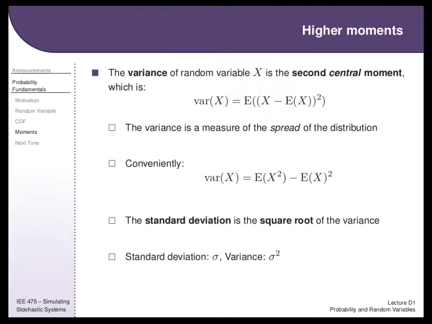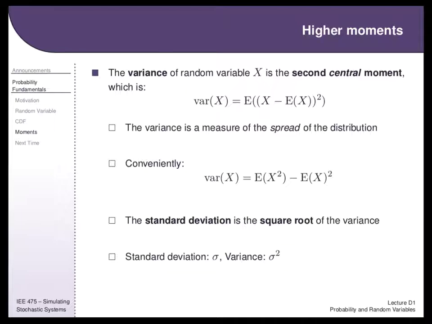So the standard deviation is just the square root of the variance. We just like to put variance in the same units as the random variable, and so we take its square root, but otherwise it's a similar sort of thing. And we're often going to use sigma for standard deviation and sigma squared for variance. So those are the notations you're going to see throughout the class.